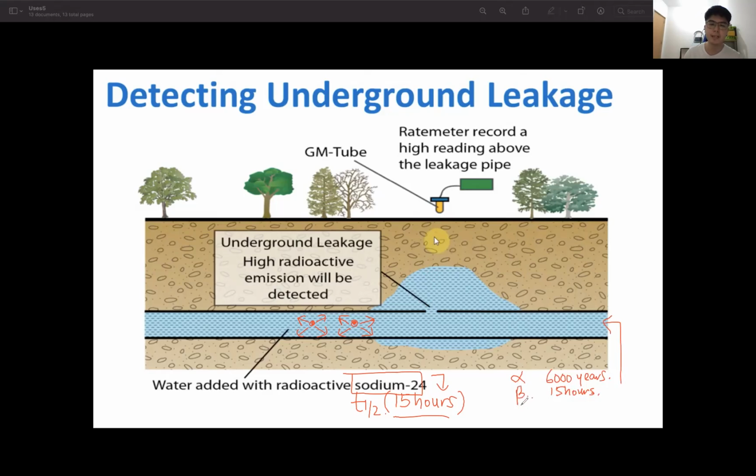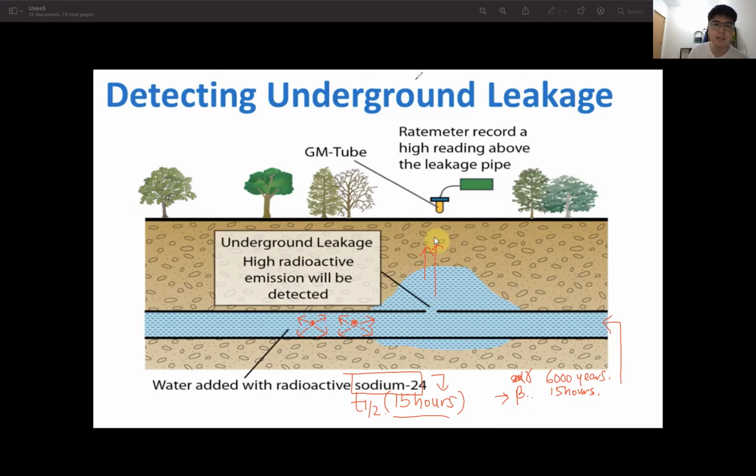So in detecting leakage, usually it is beta particle. Why can we not use alpha for this one? Because alpha would be absorbed by the soil. Alpha cannot penetrate. They have low penetration power, right? So the moment they come up here, they get absorbed by the soil, and you cannot detect it. So usually it is either gamma or beta.